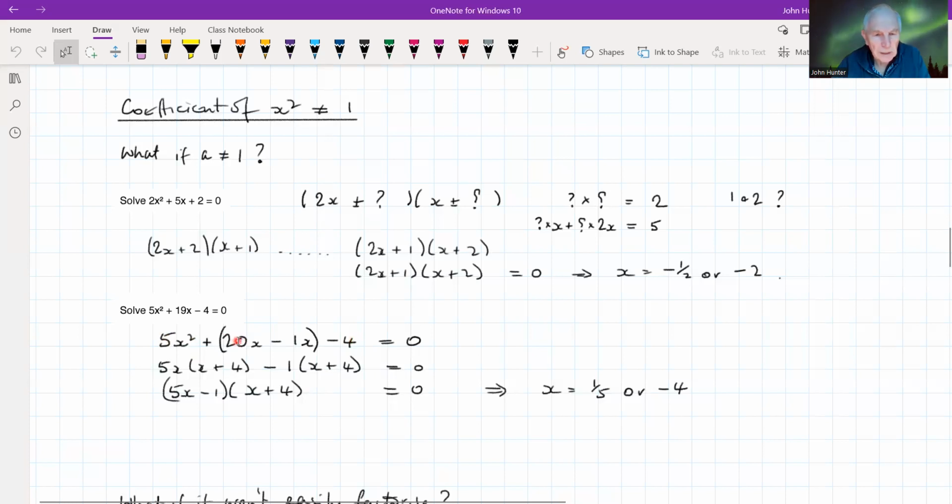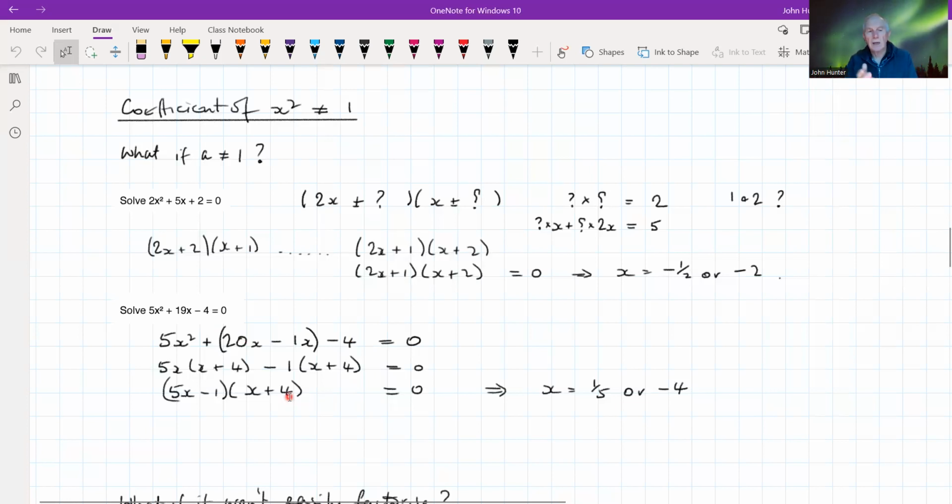Now the thing is to split these into two pairs, and we're going to factorize out what we can, just like when we're doing linear factorization. 5x comes out of that, leaving us with x plus 4 in the brackets. Minus 1 comes out of this, giving us x plus 4 in the brackets. So we've got 5x lots of this minus 1 lot of this. So we could write that as 5x minus 1 into x plus 4. So this is our factorized form equals 0. And therefore x equals 1/5, because 5 times 1/5 is 1, and 1 minus 1 is 0, or minus 4 for this one.